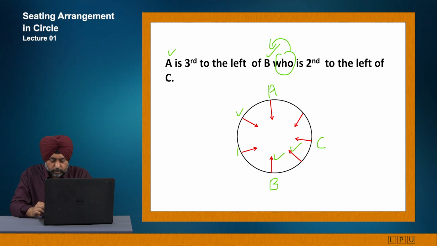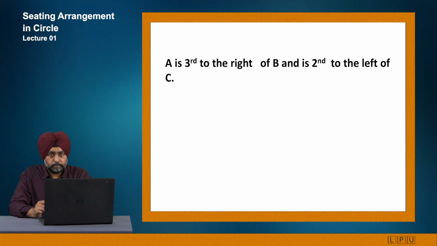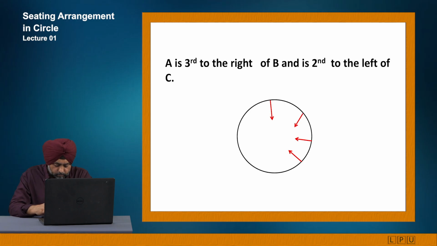Let us see the statement again. A is third to the left of B. Yes, third to the left of B. Who means B is second to the left of C. So this completes our statement. Another example to make it more clear. The next statement: A is third to the right of B and is second to the left of C. Now again make a circle, place the people here.